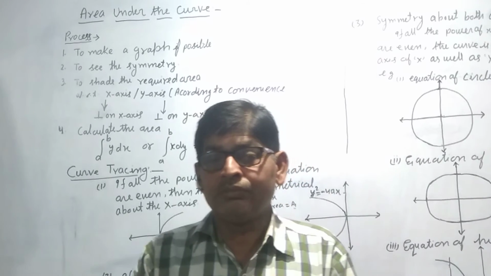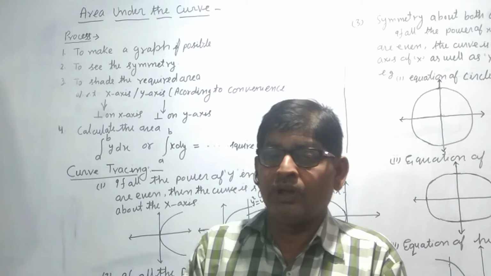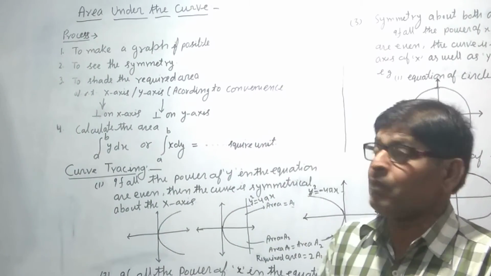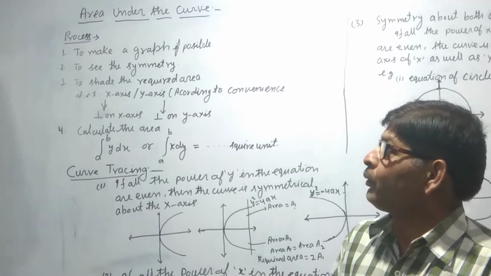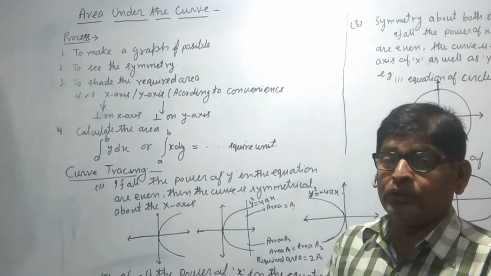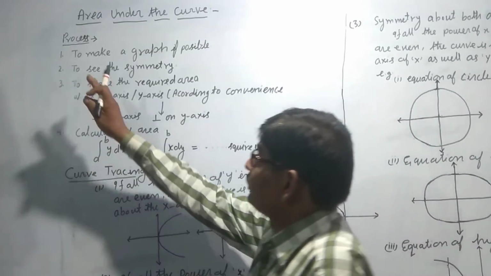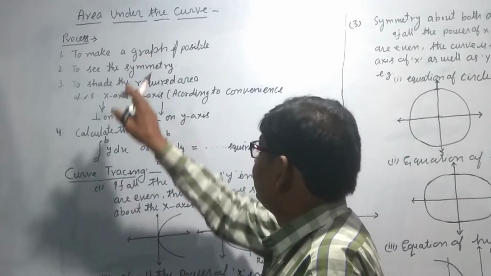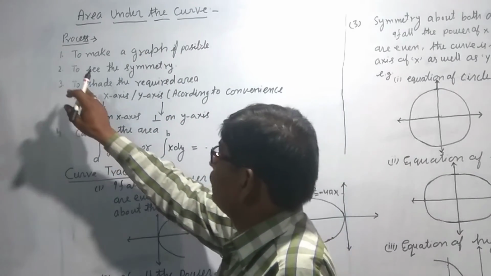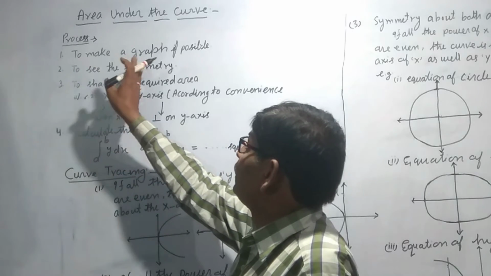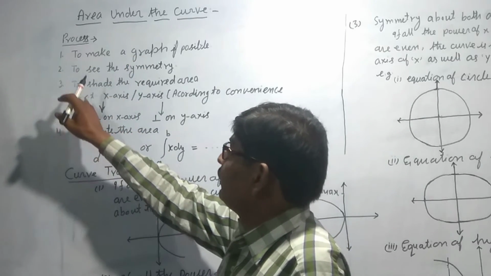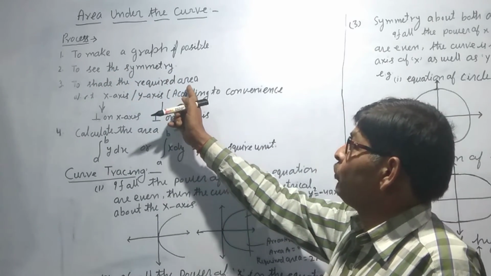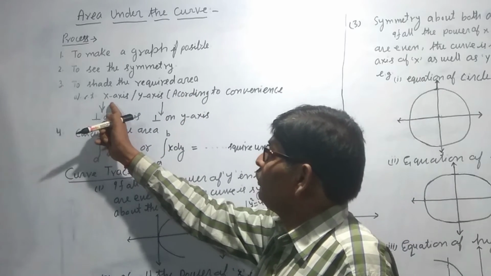to all of you. Today we are going to discuss the area under the curve. To solve such type of problem, we adopt the following process. First of all, make a graph if possible with the help of the function. Then see the symmetry, and after that set the required area that we have to calculate with respect to the x-axis.